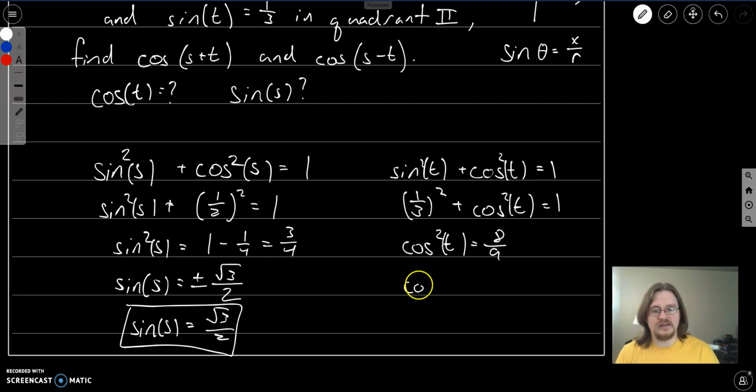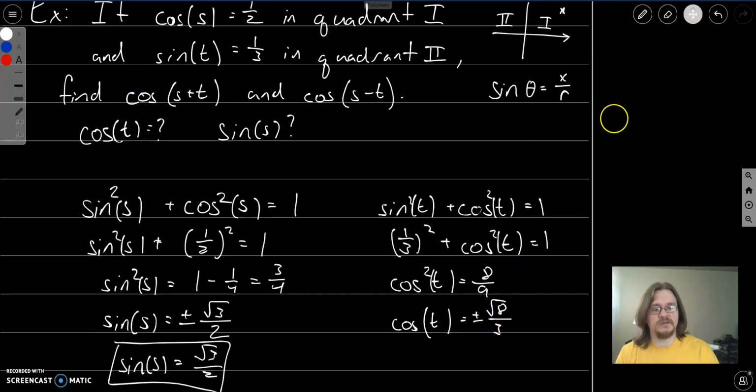Then again, we can find the cosine of T by taking the square root of both sides. So I've got the square root of 8, which can be simplified. I'm not going to for the moment; I'll do this at the very end. And then the square root of 9, which happens to be 3. And again, I have plus or minus. So is it the positive root or is it the negative root?